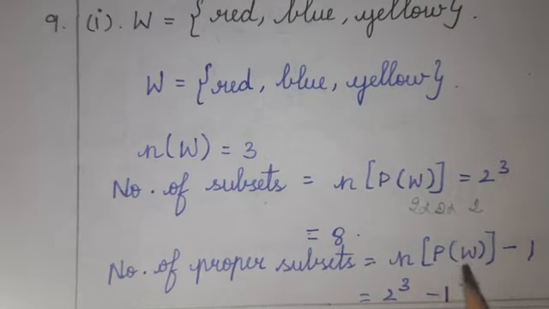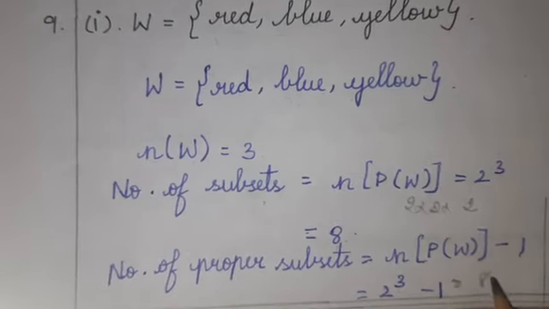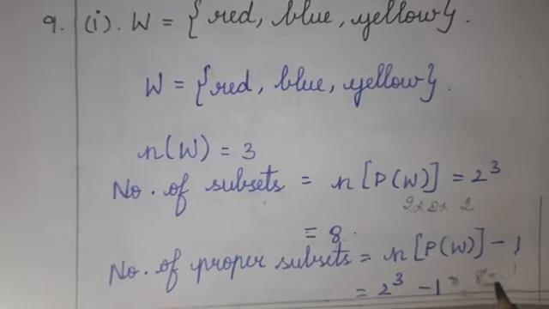Here that answer I have written, that is 2 power 3 minus 1. 2 power 3 is 8, minus 1. 8 minus 1 is 7.